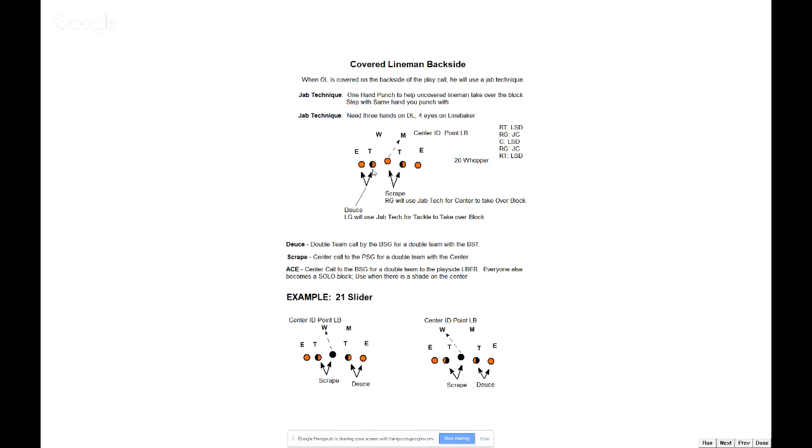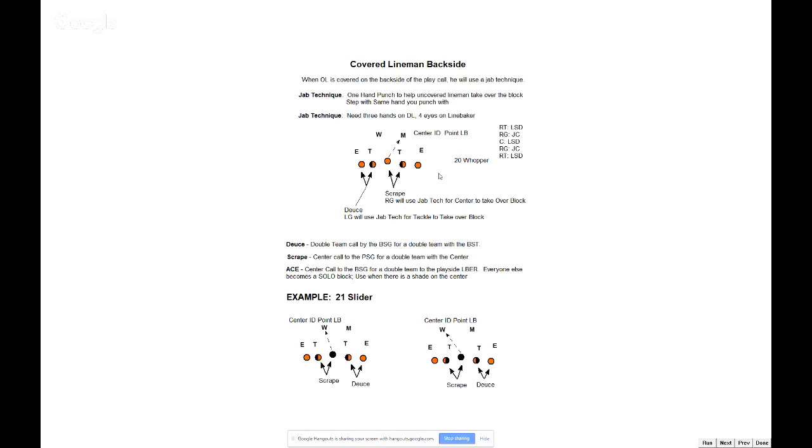He's going to step with his left, punch with his left, but his eyes will be on this linebacker. When you're using a jab technique, your expectation is that your partner is going to take over the block. So I'm never jabbing thinking that I'm going to take over the block. I'm jabbing because my expectation is I'm going to be jabbing and climbing. I'm going to jab and climb to this backer here.